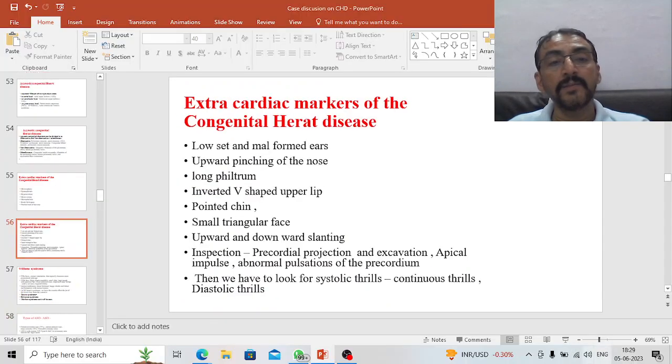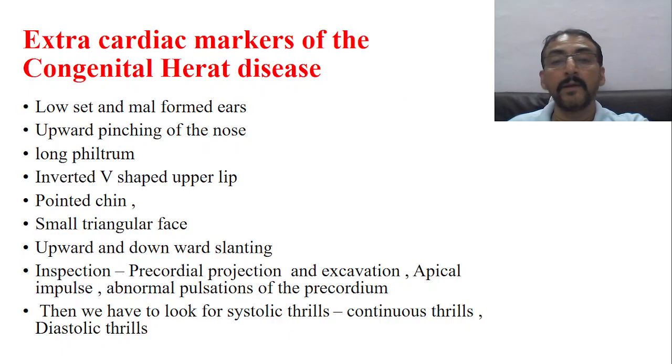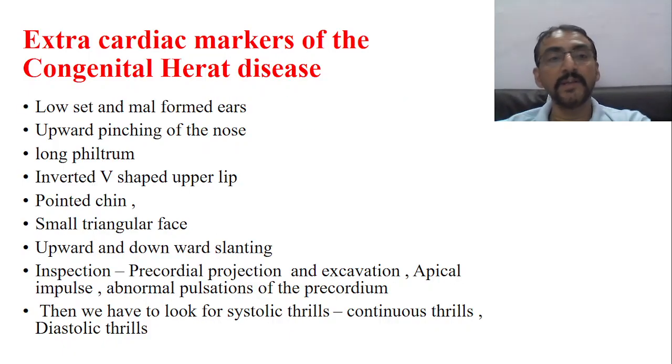Similarly, some other presentations like low-set or malformed ears, upward pinching of the nose, long philtrum, inverted V-shaped upper lip. Okay, so this is also common in muscular dystrophy. There is one more type of muscular dystrophy where there is an inverted V shape of the upper lip.